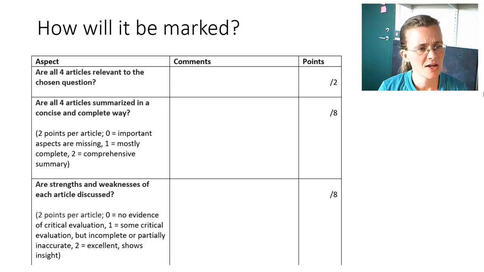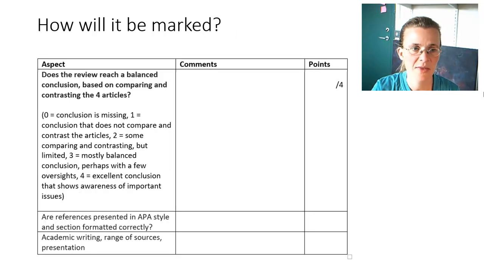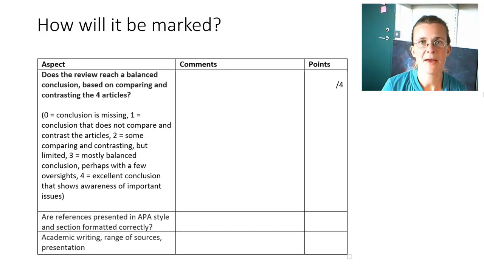It has happened. Are all 4 articles summarized in a concise and complete way? So you can get 2 points for that per article. Are strengths and weaknesses of each article discussed? Again, you get 2 points per article. And then you get 4 points in total for your conclusion, where you compare the articles and make a decision as to which one is the best.